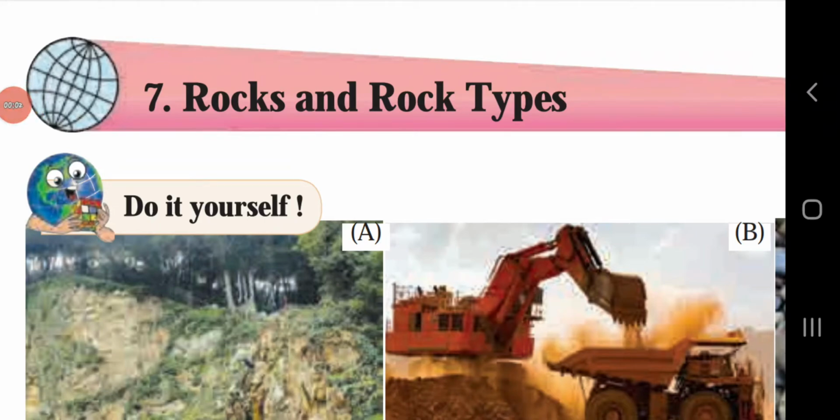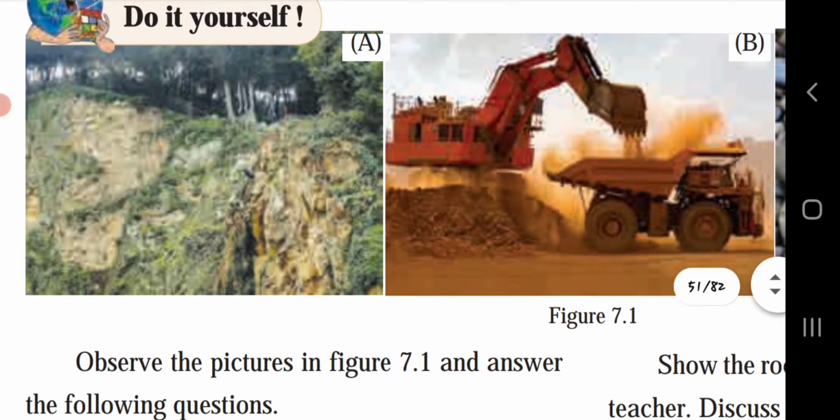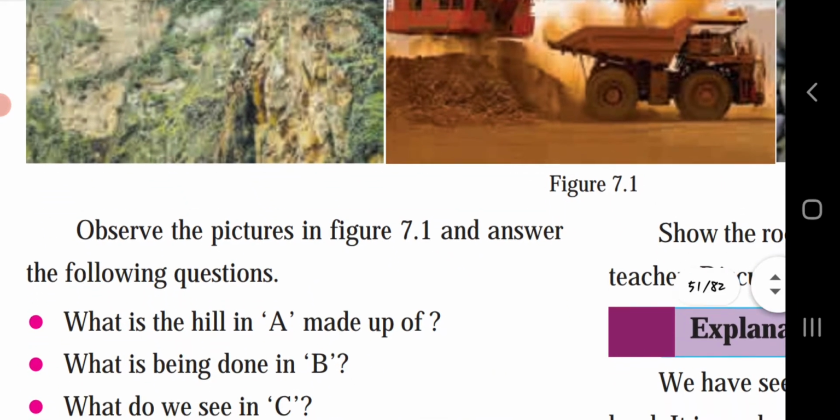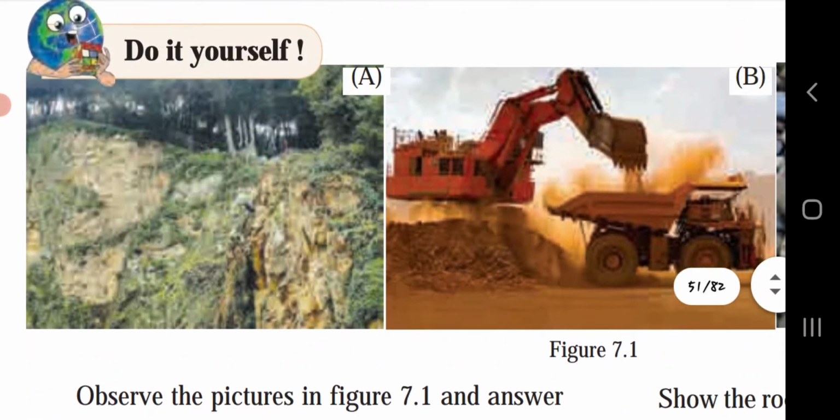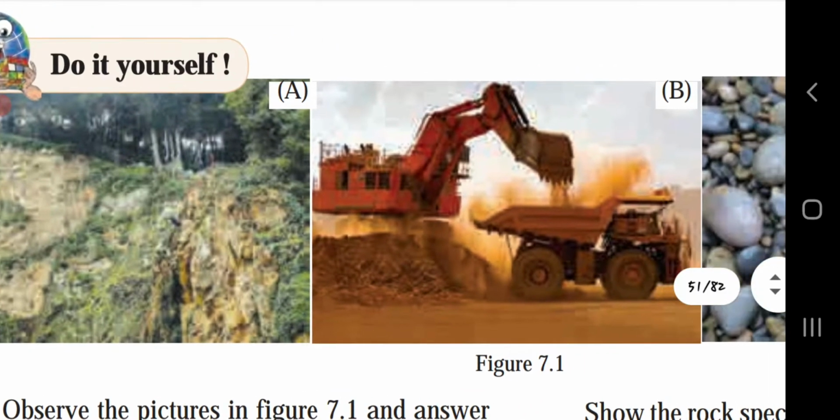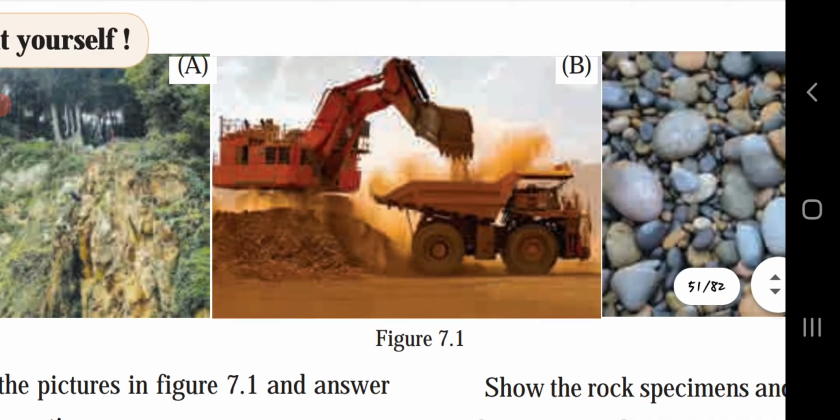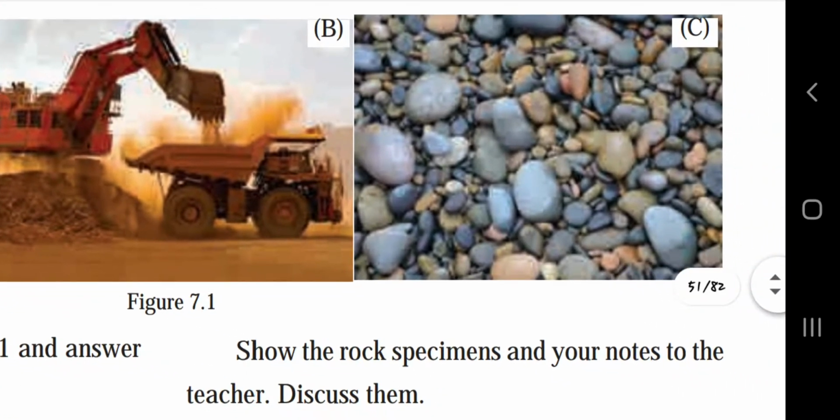Good morning, students. Today we are going to see Standard 6th Geography, Chapter number 7, Rocks and Rock Types. Do it yourself. Observe the pictures in figure 7.1 and answer the following questions. First of all, we will have a look at the pictures: Picture A, Picture B, and Picture C.